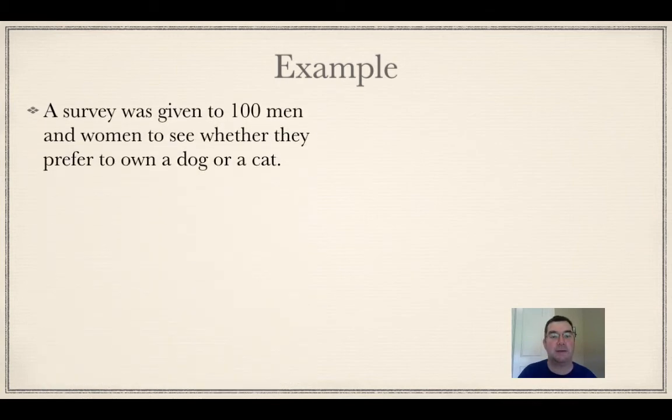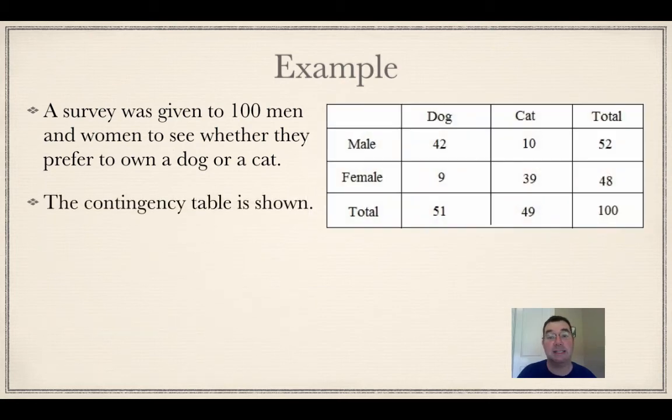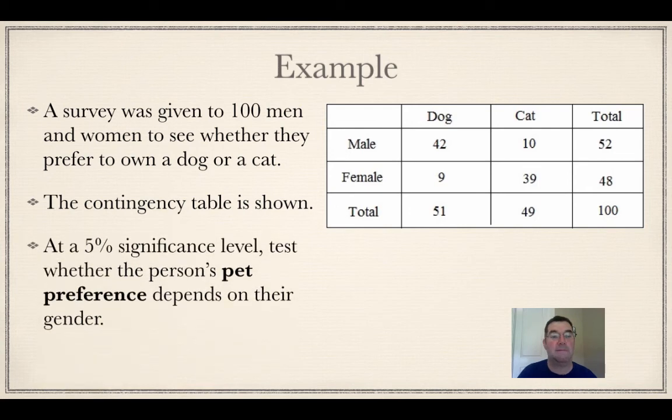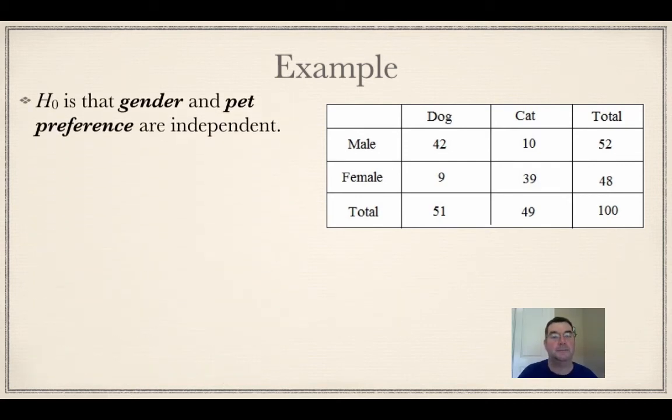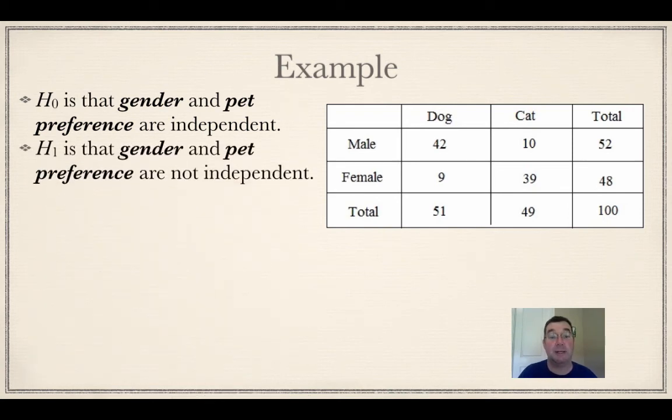Let's talk about a survey that was given to 100 men and women to see whether they prefer to own a dog or a cat. So here's the contingency table. 42 men like dogs, 10 men like cats, 9 females liked dogs, and 39 women liked cats, and there's the totals there. Okay, so we want a 5% significance level. We need to test whether a person's pet preference depends on their gender. Okay, so my null hypothesis is going to say that gender and pet preference are independent. That's what my null hypothesis says, is that the two variables are independent. H1 is going to be that they are not independent.